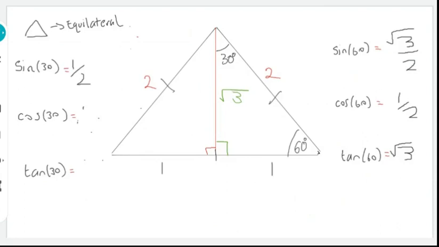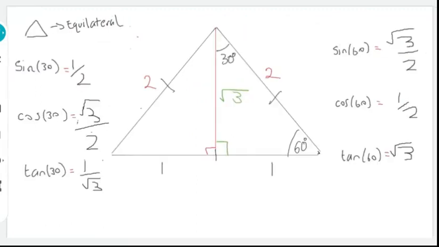Looking at the sine 60, opposite the 60 is root 3, and then the hypotenuse is 2, so root 3 over 2. Cos 60 is adjacent over hypotenuse, so 1/2, and tan of 60 is root 3 over 1, which is just root 3. Indeed. And yes, cos of 30 is adjacent over hypotenuse, and adjacent to the 30 is root 3, yep. So root 3 over 2. And then the home run, tan of 30 is opposite over adjacent, 1 over root 3. Lovely stuff.